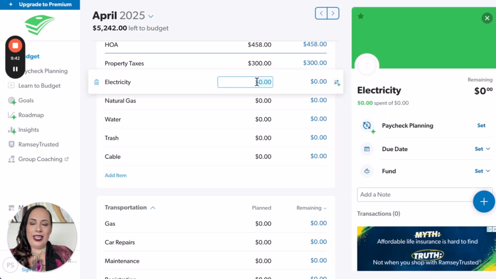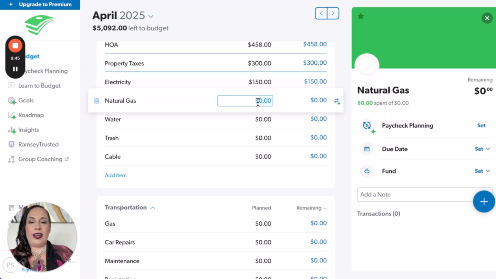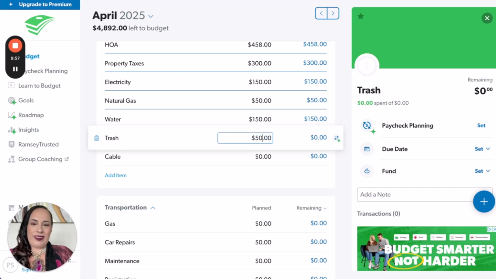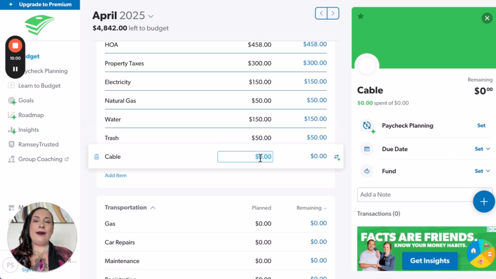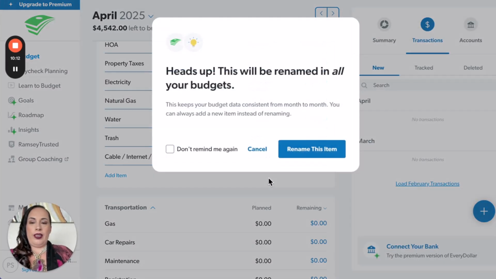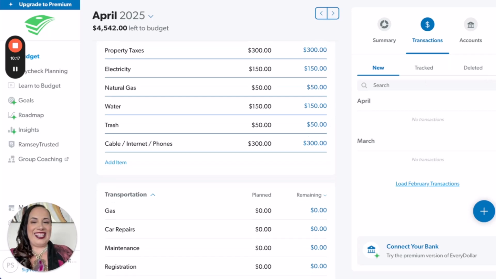Electricity, that's going to vary. I'm going to estimate $150 for now. Natural gas, maybe another 50. We actually have those as one bill. Water, I'll guess 150, not 1,500, 150. There we go. Trash, maybe 50. And our cable and internet and phones are all bundled into about a $300 thing. So I'm just going to put cable, internet, phones here. Oh, this will be renamed in all your budgets. Yeah, that's fine. Okay, that's nice that they give you that heads up.